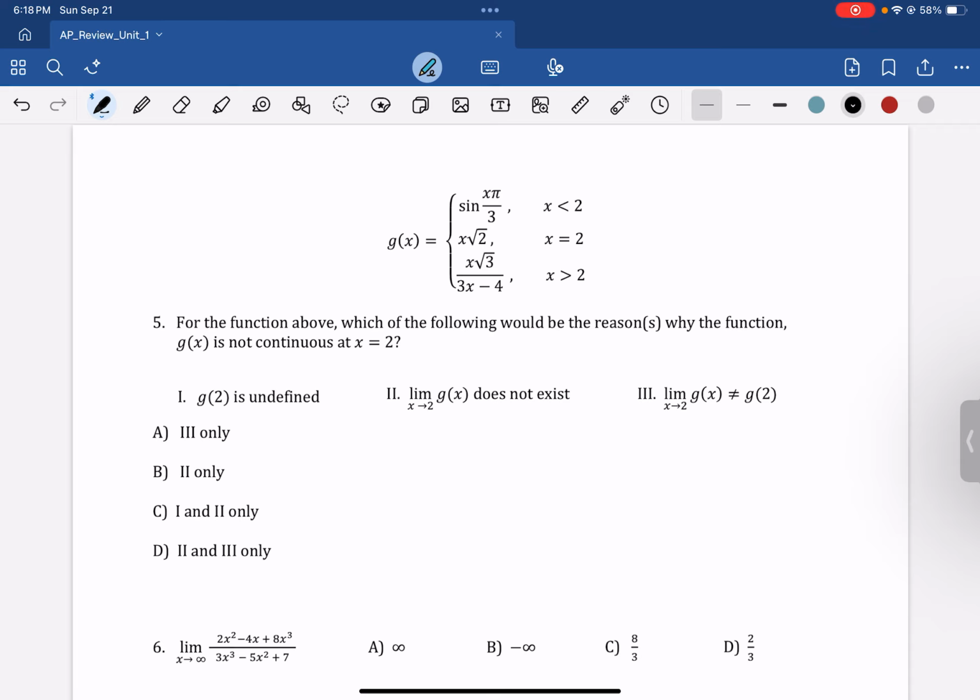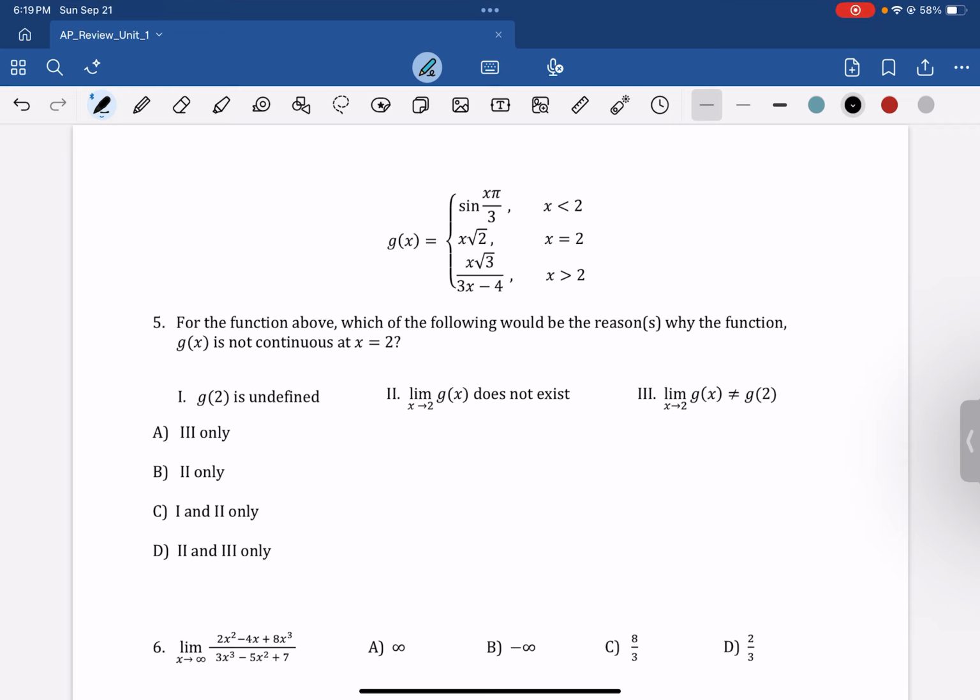Alright, so let's begin. Question 5: for the function above, which is a piecewise function, which of the following would be the reasons why the function g of x is not continuous at x equals 2? If a function is continuous, the limit exists and the limit of the function equals the function at a point, which means there's no removable discontinuity at that point. Let's start analyzing the function.